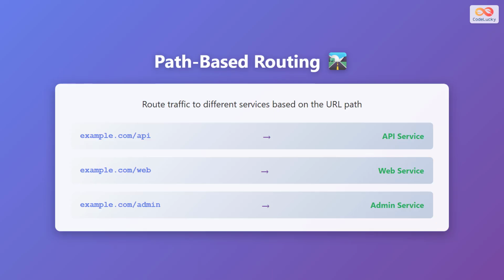For example, requests to example.com/API can go to your API service, requests to example.com/web go to your web service, and requests to example.com/admin go to your admin service. This method simplifies domain management since you only need one domain name, and different paths direct traffic to the appropriate backend services.